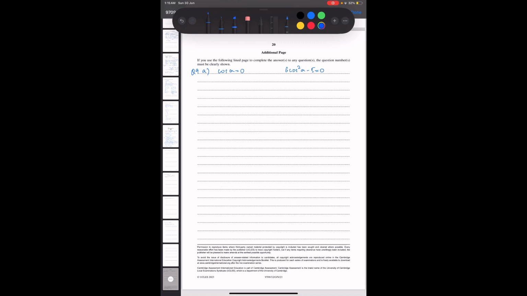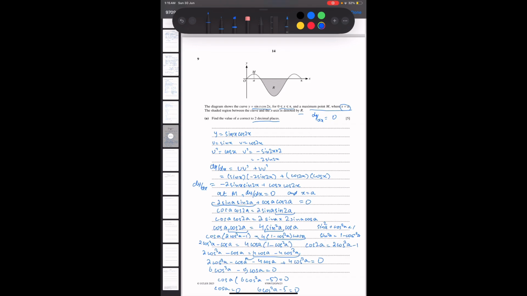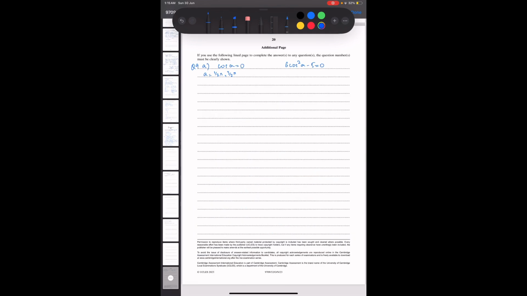So cos a is equal to 0 when the values of a are half pi and 3 upon 2 pi. But according to question number 9, we can see over here that x can only be from 0 to pi, right? So hence a can take only half pi over here from this part.